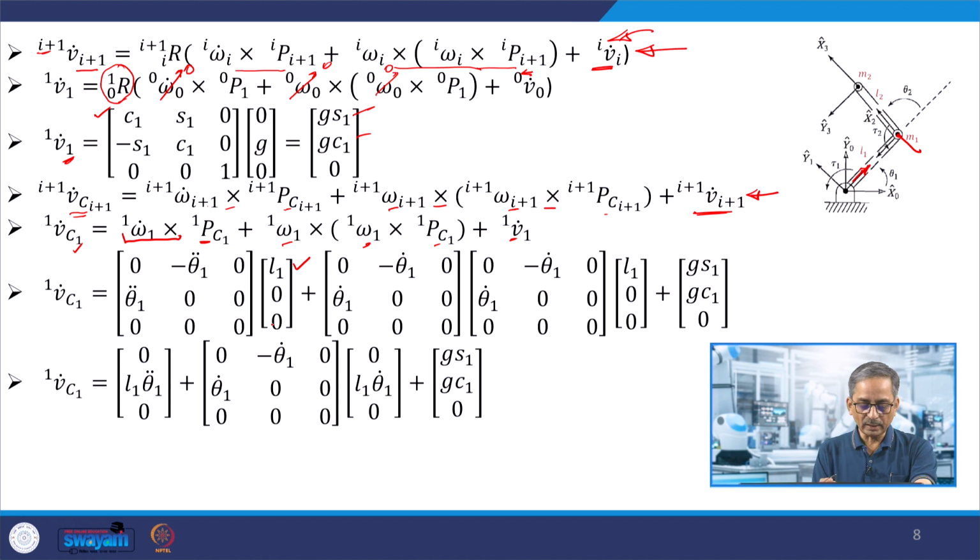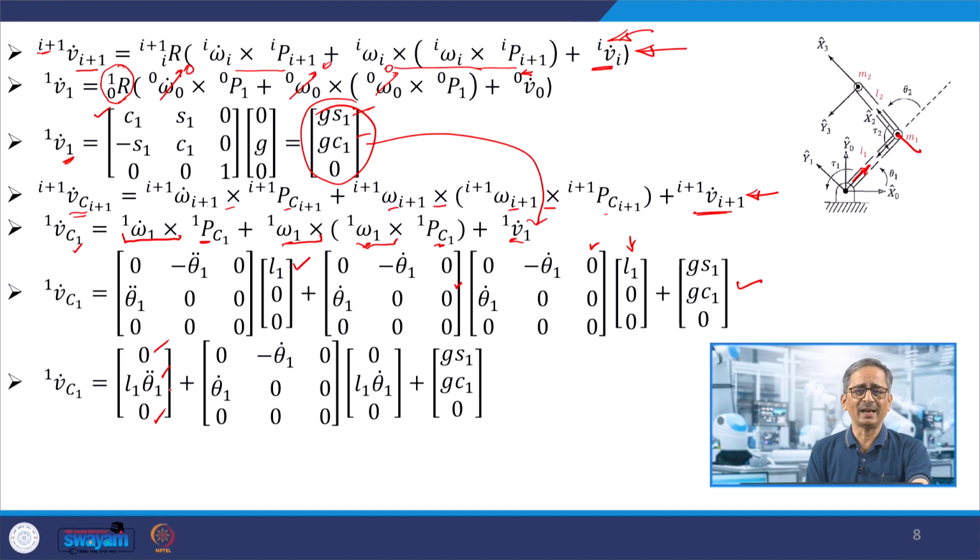So, this is there and this is written as a skew symmetric matrix. Similarly, this one, this cross is written as a skew symmetric this one, and this cross is again written as a skew symmetric matrix here and this vector over here, and this is what we got from here, this value we have already got. So, I can substitute that over here. And now, when I do the multiplication, this is what I get. Okay. So, we have 0 here, then L1 theta 1 double dot here, 0 here.